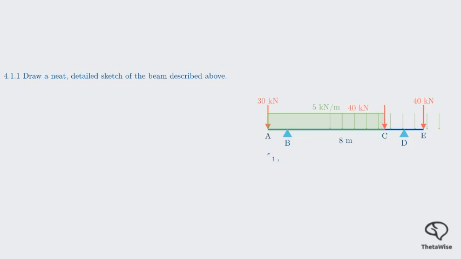Now, let's add all the key labels and dimensions. The supports are at points B and D, at 1 meter and 7 meters respectively. The other points mentioned in the problem or memo are A at 0 meters, C at 6 meters, and E at 8 meters. And we'll show the length of the UDL, which is 6 meters. This is a complete and detailed sketch, worth 2 marks. We have now met our first objective.